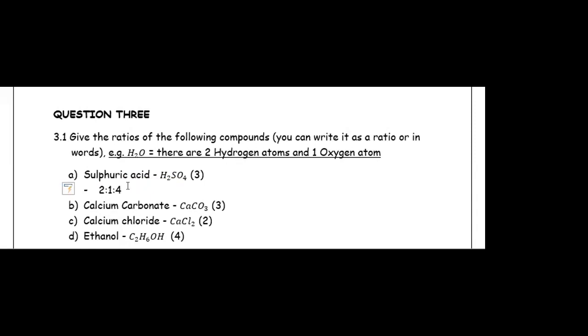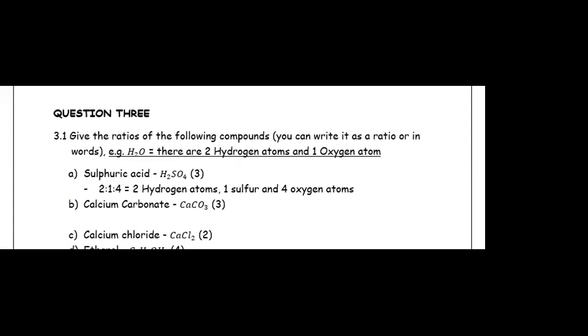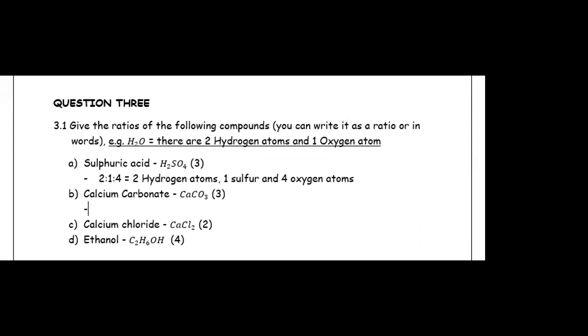I don't know if that's making it more complicated, but yes, well done, Chloe. So it shouldn't be difficult, guys. And if you want to write it in words, which you absolutely can, there are 2 hydrogen atoms, 1 sulfur, and 4 oxygen atoms. That's all you needed to say. Okay, help me answer B. I know Quentin was attempting to answer this one. Quentin, let's help.